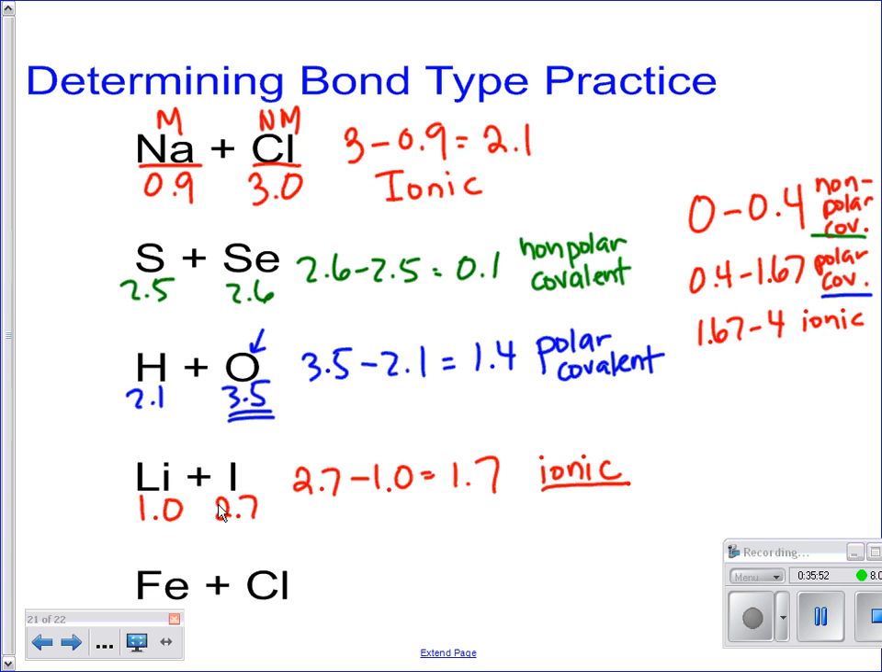So when you're doing this, it doesn't matter which one you're subtracting from whichever other electronegativity value you're using, as long as you're just ending up with a positive number. Just make sure they subtract out to make a positive and not a negative number.